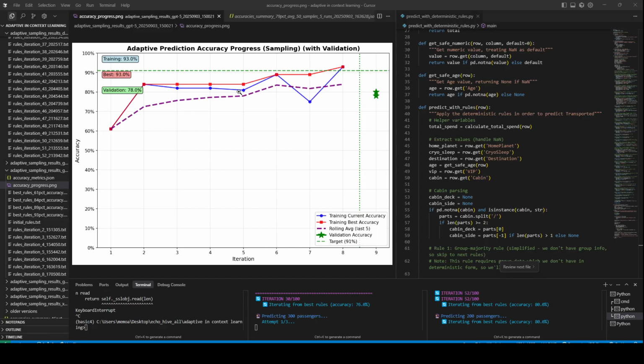Hey everybody, I'm really excited. I think I have achieved how to improve the dynamic in-context learning for large language models to solve really hard problems. As you can see in the local example, we were able to achieve 93% accuracy on a Kaggle data challenge.